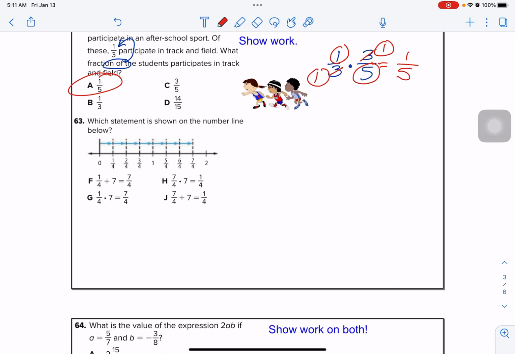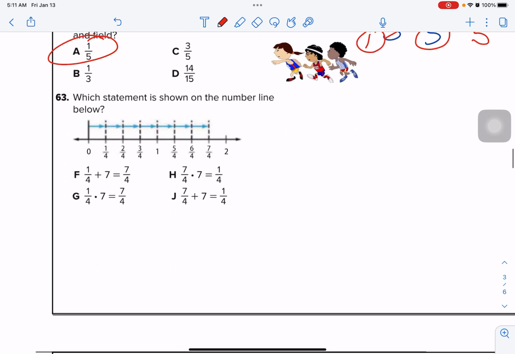Right. Number 63 says, which statement is shown on the number line below? We did some work with number lines when we were working with integers. Remember that you always start at 0, and where you end is your answer. So if we're taking a look at the choices here, we can eliminate H and J because they're telling us our answer is 1/4. And if we look at where we end, at 7/4. So that would be our answer.